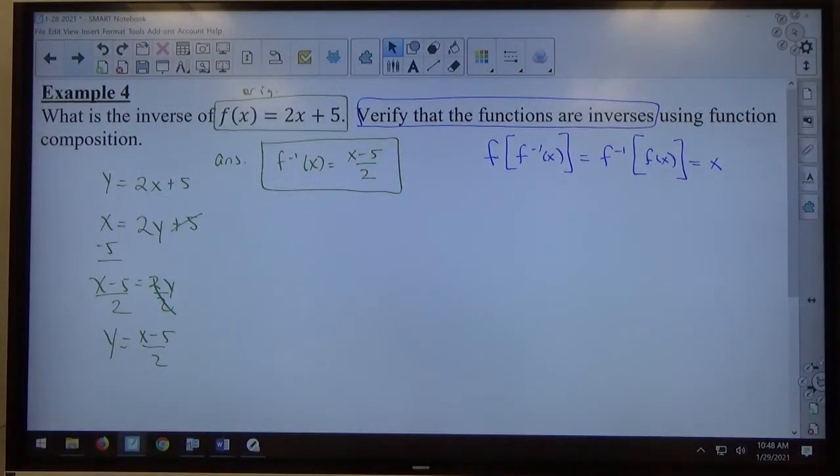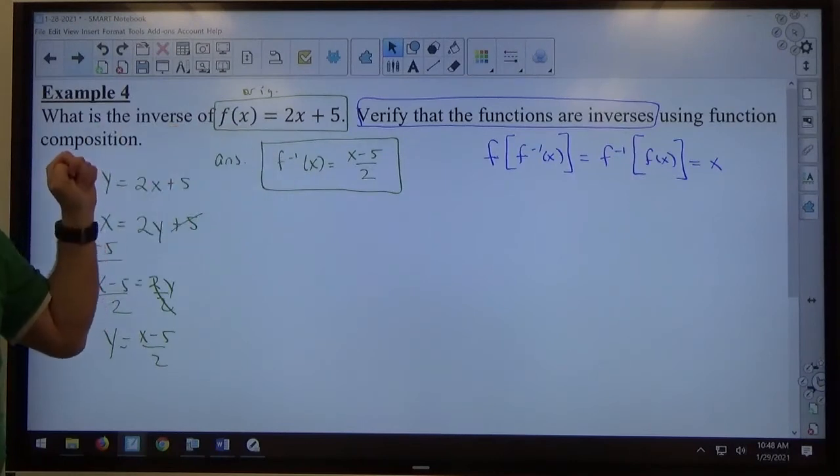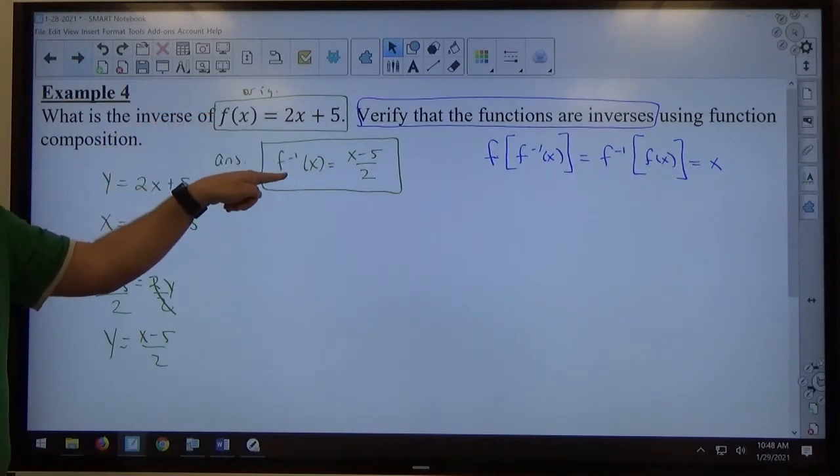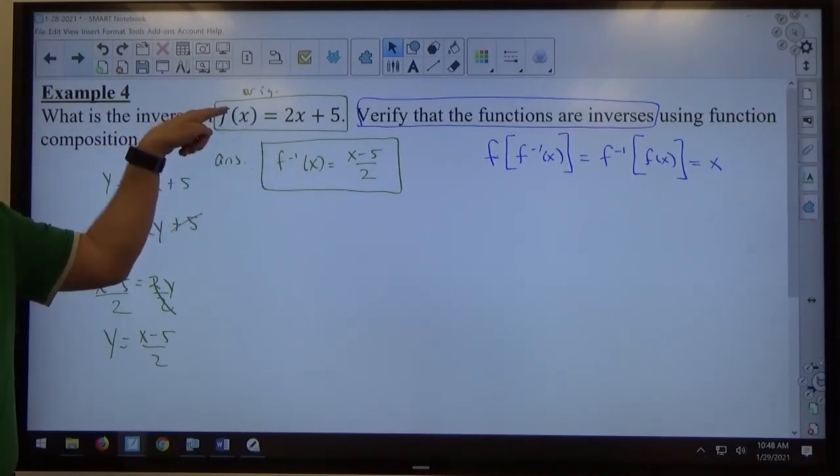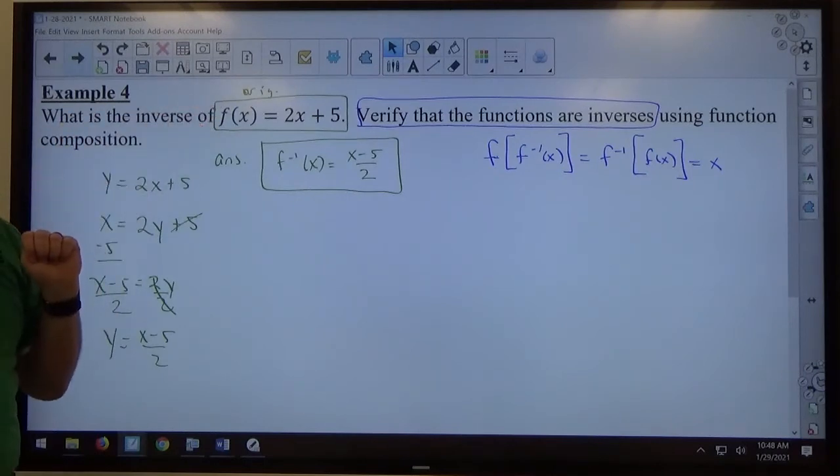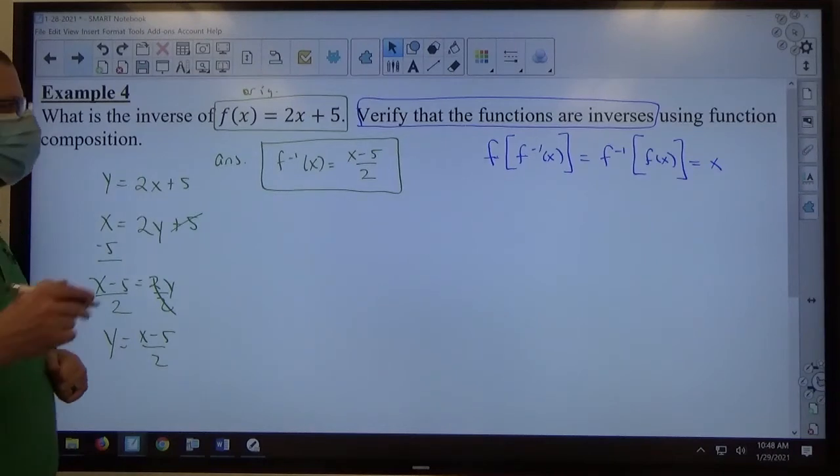If I compose f with f inverse, I get x out. If I compose f inverse with f, I get x out. So if I do what I did on the last page a moment ago with these two functions, the original and the answer, and I do f of f inverse, and I do f inverse of f, both answers should come out as x. If it is, I'm right. If it isn't, I messed up. So here's what it looks like.